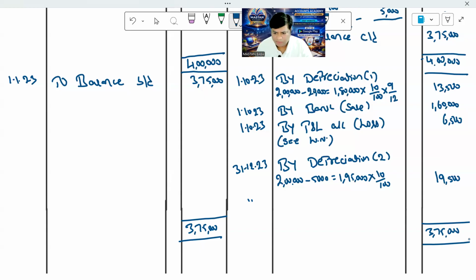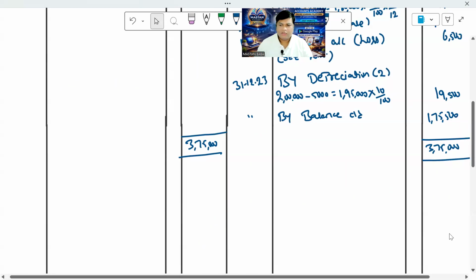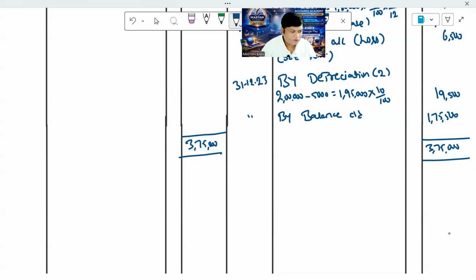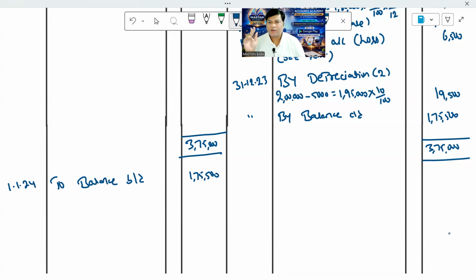So dear students, by balance carried down, you'll get 1,75,500. You can calculate that in rough. Next one, 1/1/2024, because the asset account is asked up to 31/12/24. So on 1/1/24, to balance brought down 1,75,500. And dear student, does this 1,75,500 relate to the first plant or the second plant? Obviously the second plant, because the first plant has been closed.